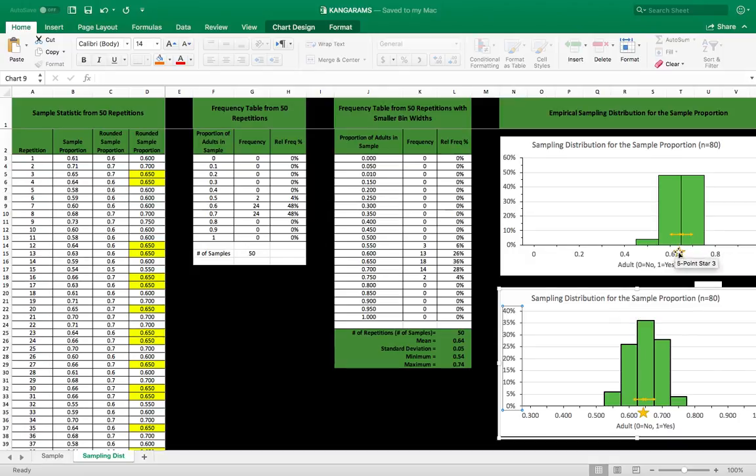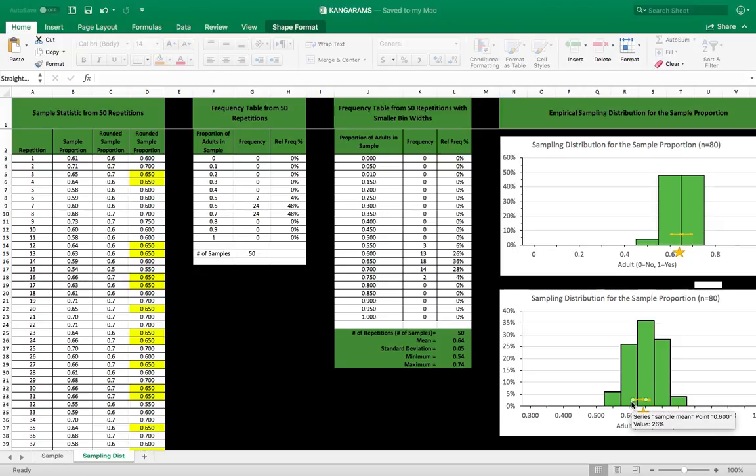Obviously, the mean remains the same on both histograms, so the mean is 0.64 for both. The standard deviation is 0.05, which is not correctly shown here. That should be a lot smaller. Each one of these should be a lot smaller. Alright, so the standard deviation is 0.05, very small.